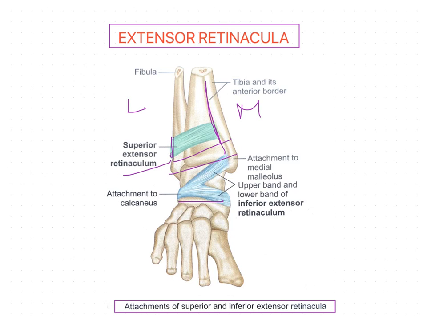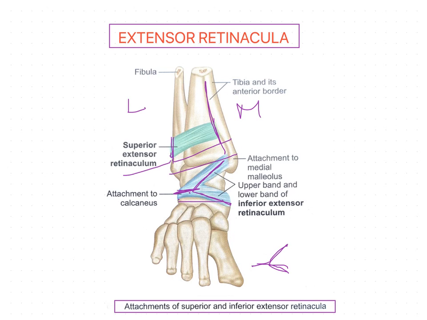If you see the inferior extensor retinaculum, this is a Y-shaped band. Here you can find the Y-shaped band, which is situated in front of the ankle joint and over the anterior part of the dorsum of the foot. The stem of the Y lies laterally and the upper and lower bands lie medially. This is the upper band and the lower band, which lie medially.